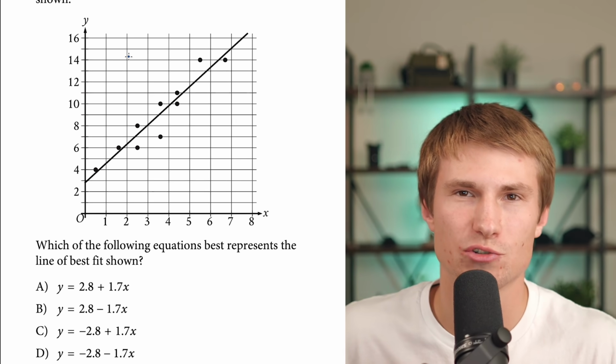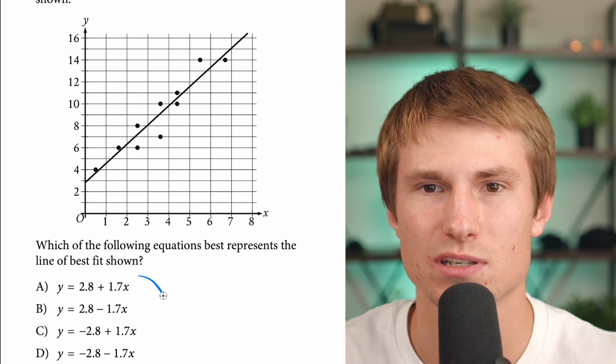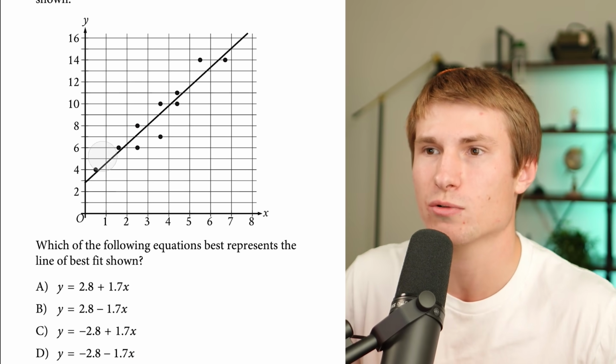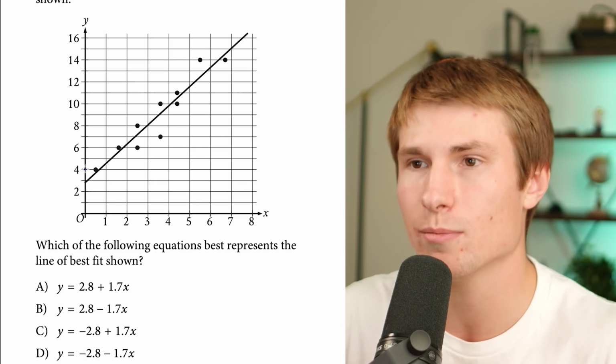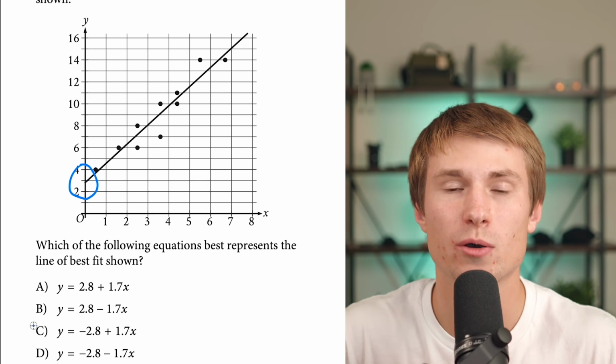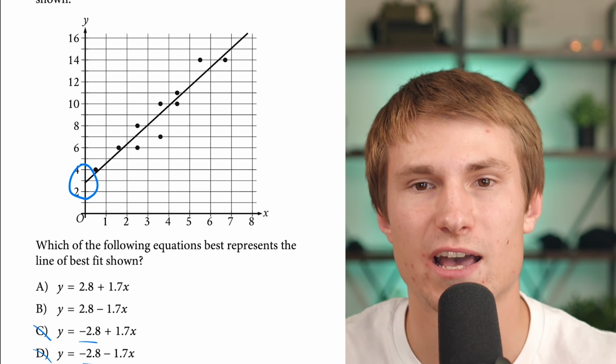What I do in this situation is I take a quick glance at the answer choices to see what format they're in. In this case, I see they're all in slope-intercept form, which is going to make this question really easy. So let's start by finding our intercept. We see our intercept is positive, right around 3, which means we can go ahead and get rid of C and D because they both have negative y-intercepts.